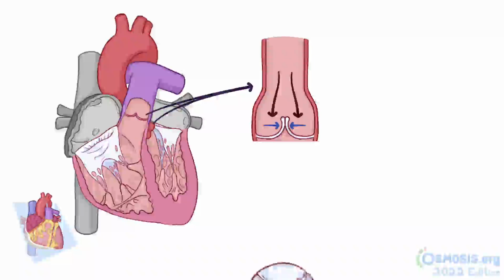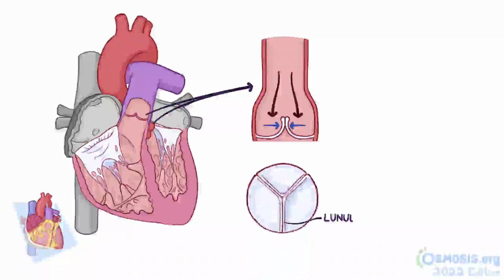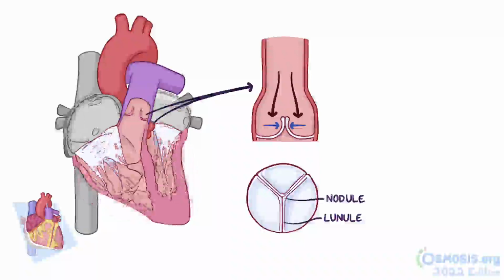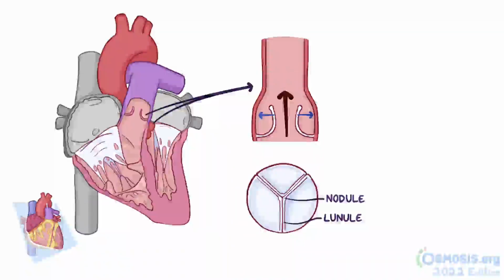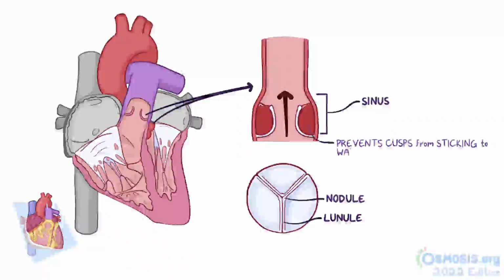The edge of each cusp is thickened where they meet, forming the lunule, and at the apex of the angulated free edge, they form the nodule. During ventricular contraction, the semilunar valves open as they are pressed towards the walls of the pulmonary trunk and aorta. Superior to each semilunar cusp, the walls of the origins of the pulmonary trunk and the aorta are a bit dilated, forming a sinus where blood gets in to prevent the cusp from sticking to the wall of the vessel when they open, and it also helps them close back up.